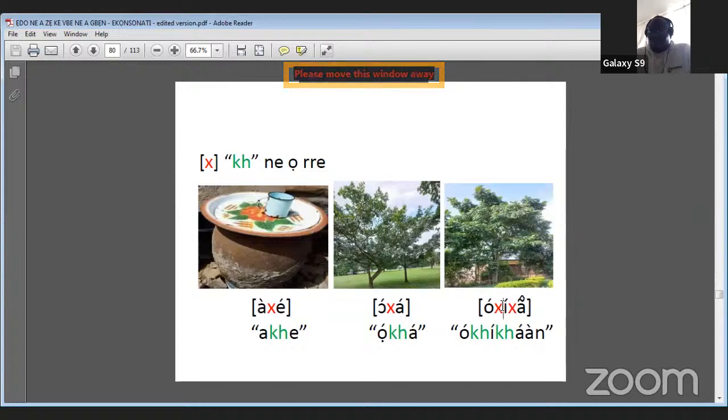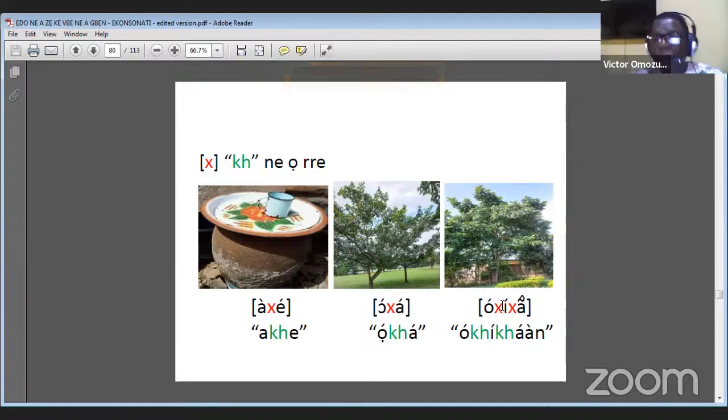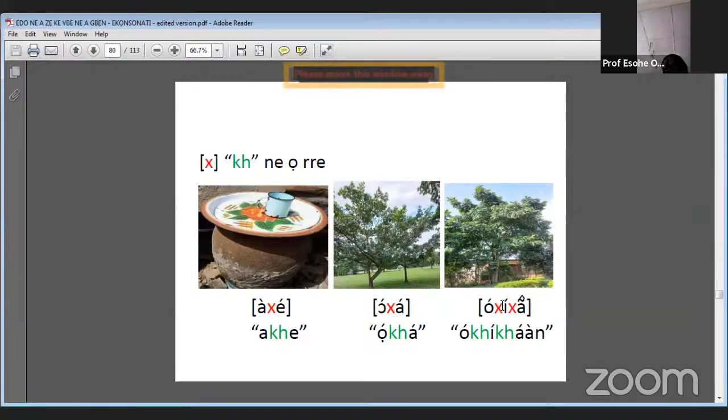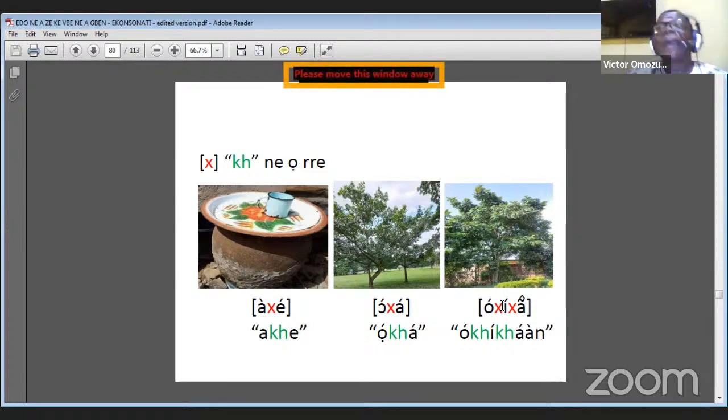Now, a question: are the words Oka and Oka the same spelling or different pronunciation? You see, in Esan, you need only one A, that is one letter A, because there is no modulated tone there. Whereas in Edo, there is a modulated tone, that is a falling tone. That is why it is written with two letter A's.